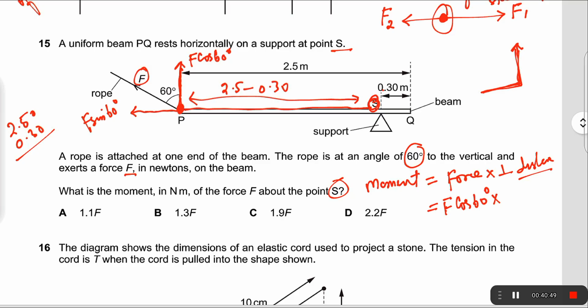How much is this? 2.2. And this is F. What is F cos theta? I think this is 0.5 multiplied by 2.2. That is equal to how much? Can you tell me what is the force now? That is 1.1, and F remains as it is because there is no magnitude given. 1.1 F. This is the correct option.